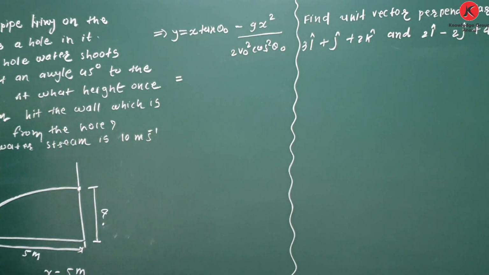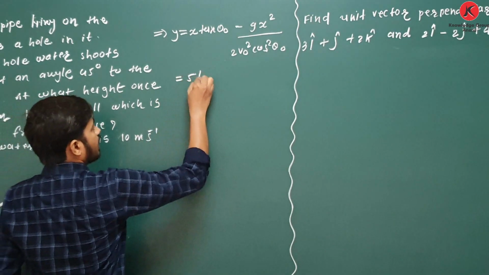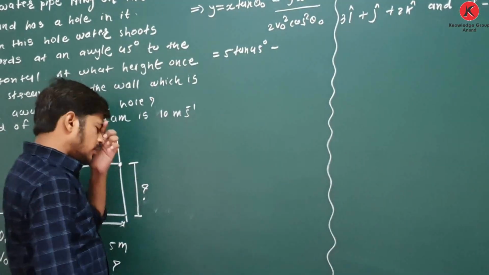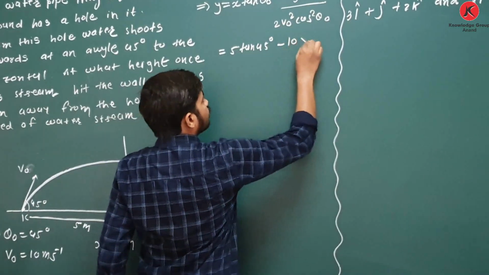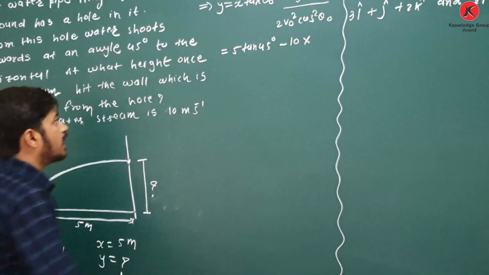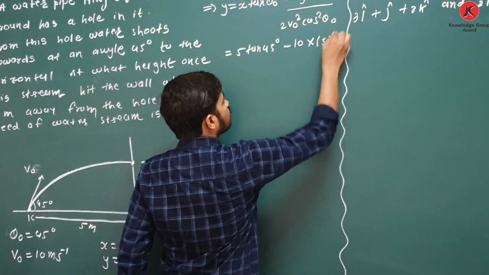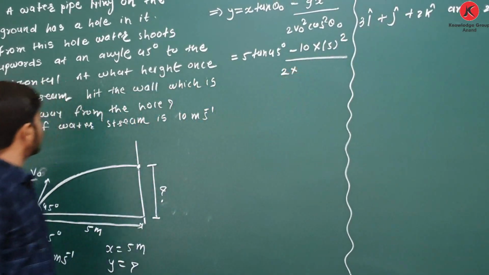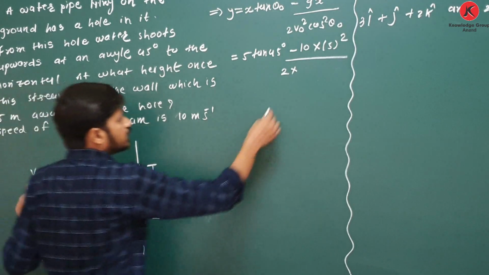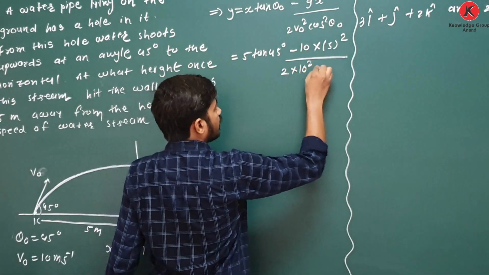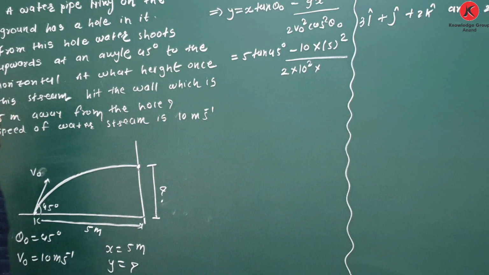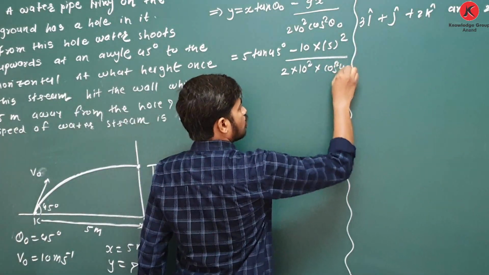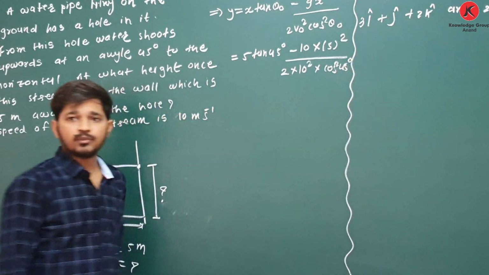What is the value of x? x is equal to 5 meters. The angle gives tan 45 degrees, minus g, put the value of g as 10, x square, x means 5, so it is 5 square, divided by 2 v0 square, v0 means initial velocity is 10, so here it is 10 square into cos square theta 0, cos theta means cos 45. Clear about this?